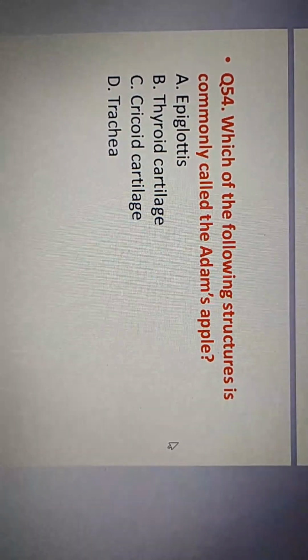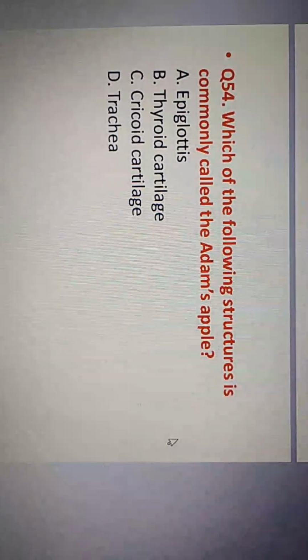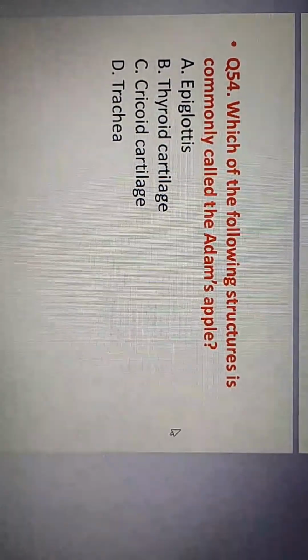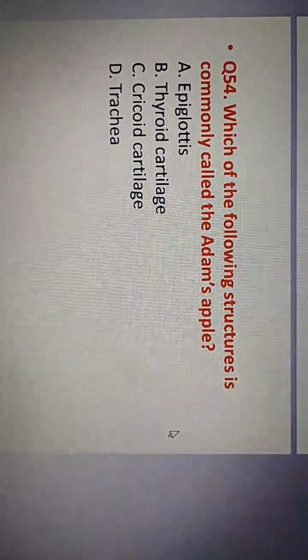Option A, epiglottis. Option B, thyroid cartilage. Option C, cricoid cartilage. Option D, trachea.